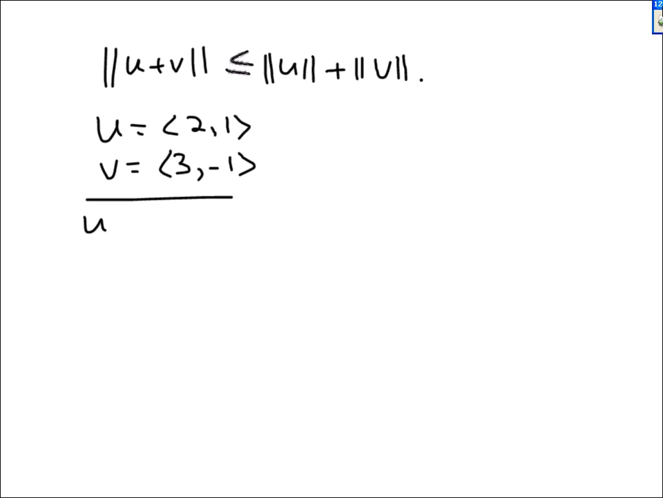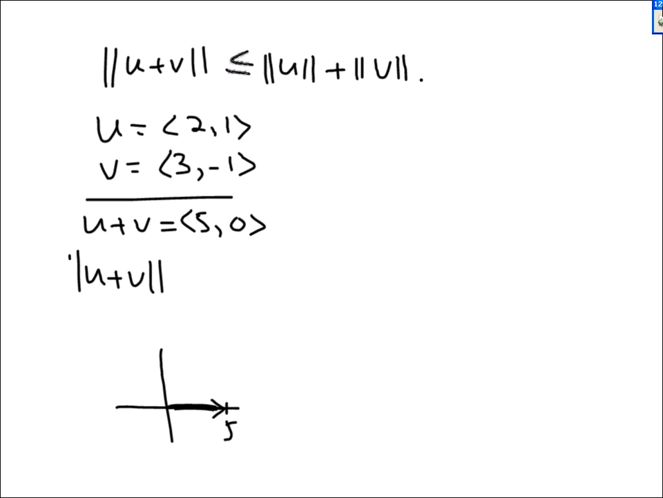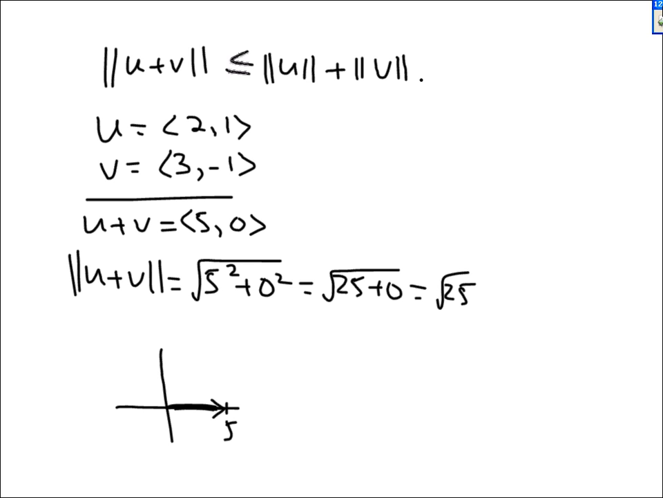Well, u plus v would be (5, 0). Now if you think about it, (5, 0) is this vector right here. It's horizontal. It's actually on the x-axis. You know the length is 5. If you want to use the formula, go for it. But the length is 5. You get the square root of 5 squared plus 0 squared, square root of 25 plus 0, 25. The square root of that is 5. So we now know that the left-hand side is 5. And we didn't have to do any of that work to figure out it was 5.